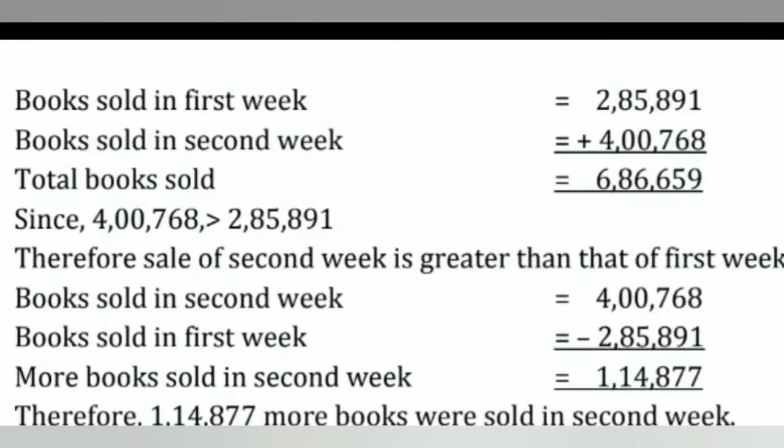So books sold in second week, it is 4,768 and the first week how many? 2,85,891. Then we have to subtract both the numbers. It will come 1,14,877. Therefore 1,14,877 more books were sold in second week.